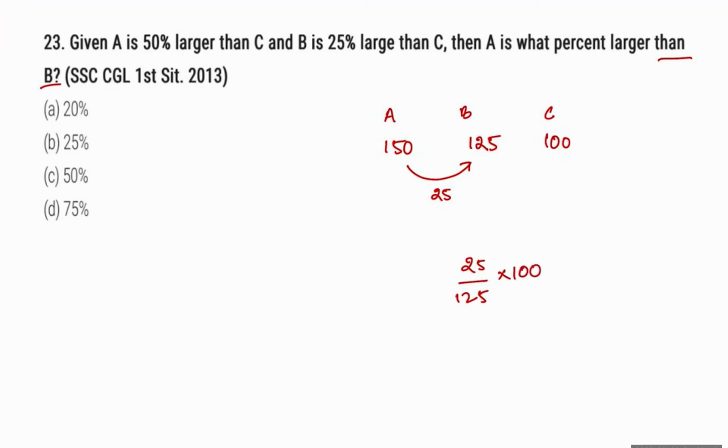25 into 100. 25 1 is 25, 25 5 is 125. 100 plus 25 is 125. 1 by 5 into 100. 1 by 5 is 20%. The answer is 20%. 1 by 5 into 100 is 20%. It's a normal method.